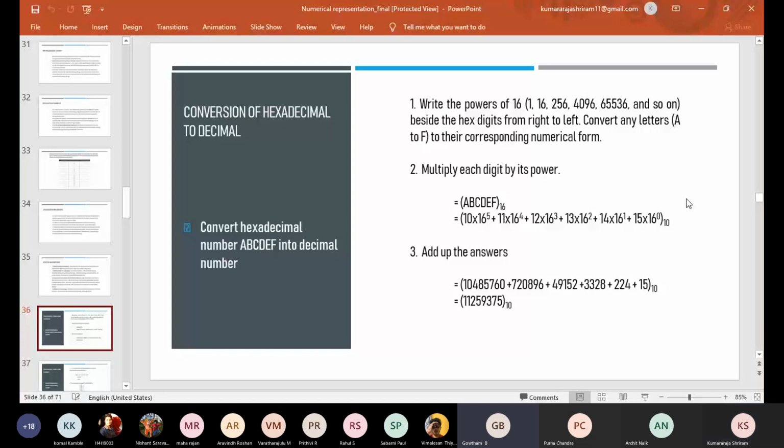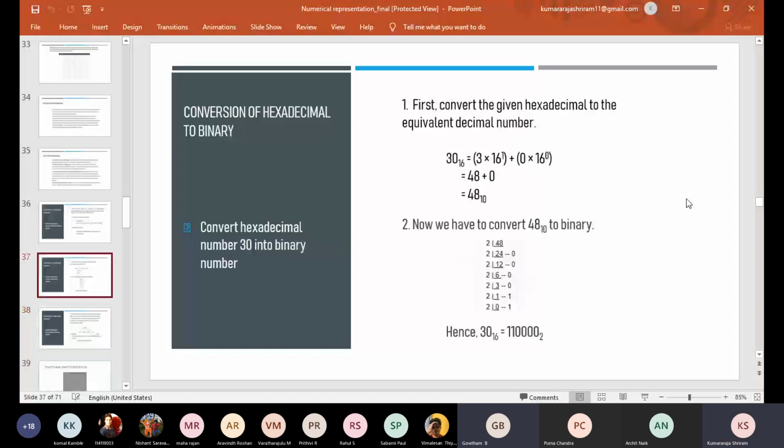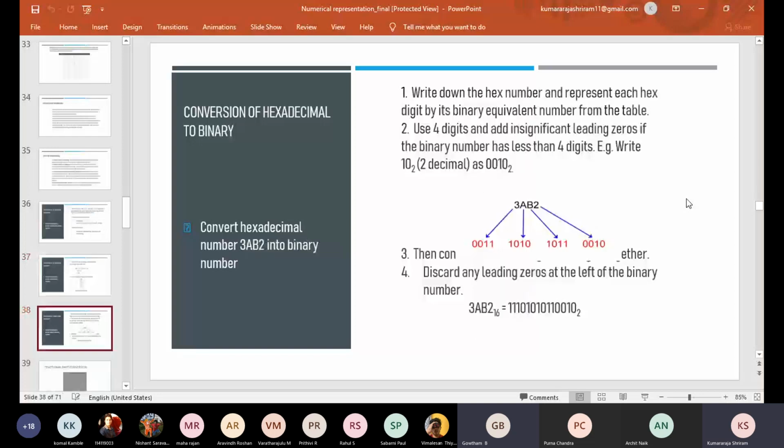Now we move on to the conversion to binary. Kumar, next slide. So this is the first method to convert into binary. First, we convert hexa to decimal and then convert decimal to binary. This is really a long method, but we have one more method which makes it simpler. Kumar, move to the next slide, please.